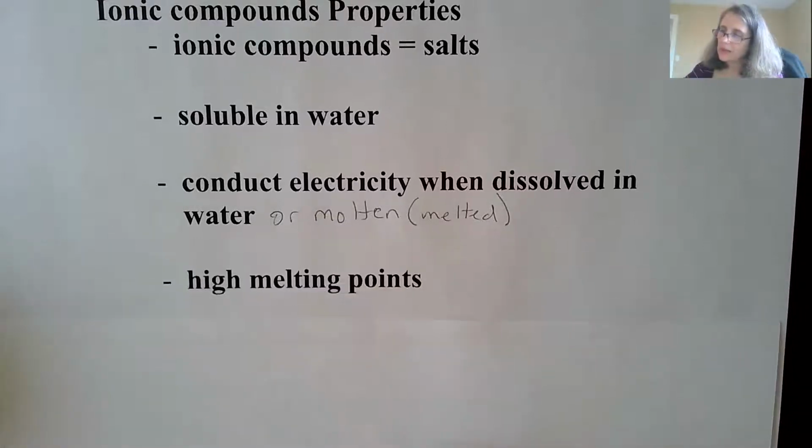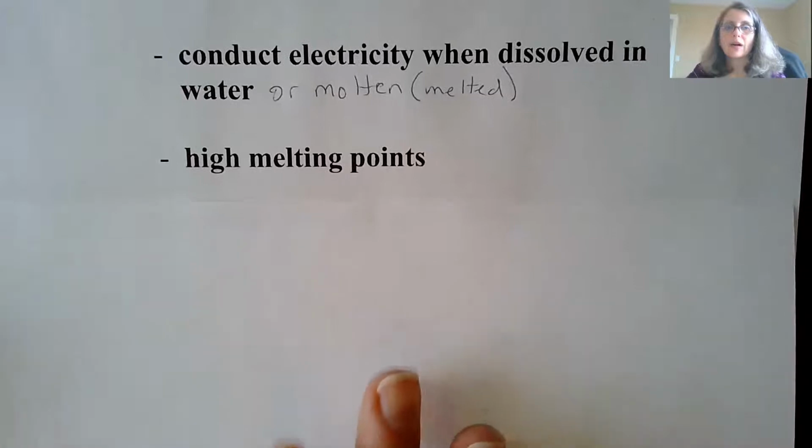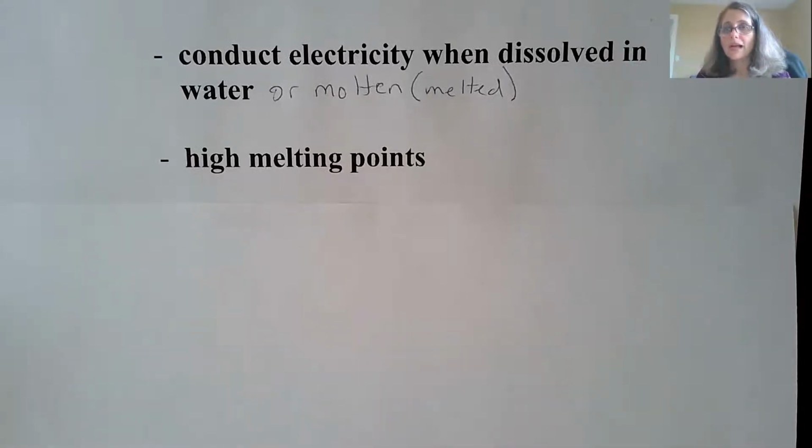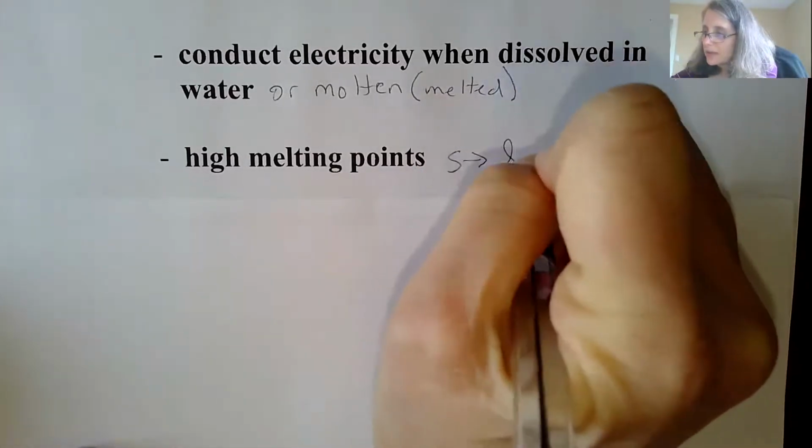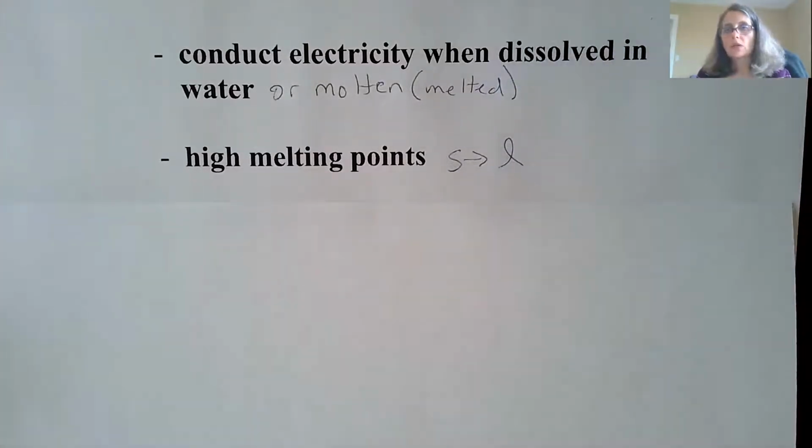Another property of ionic compounds is that they have what we call high melting points. So it requires a lot of energy in order to melt the compounds. Again, melting is going from a solid to a liquid. So you need a lot of energy in order for that to take place if it's an ionic compound.